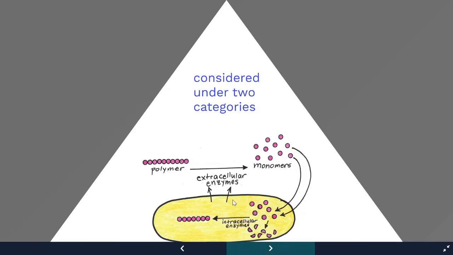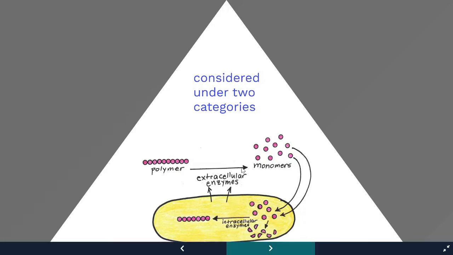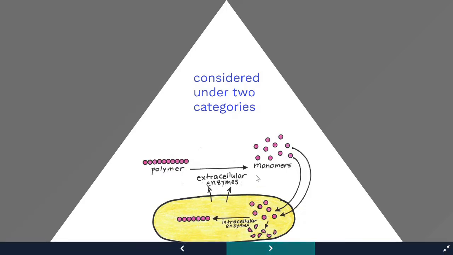They are produced inside the cell, that is why I have given the arrow marks like this. So they are produced inside the cell, but they show the action outside the cell. For example, all the digestive enzymes are examples of extracellular enzymes.